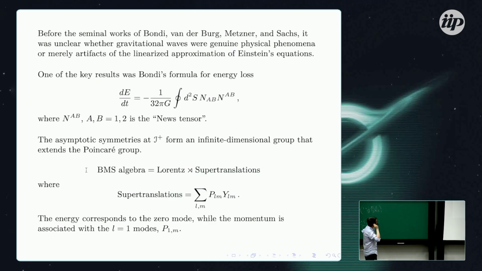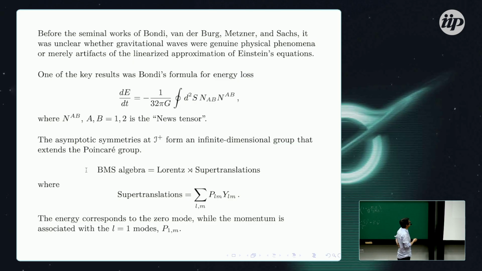Now, why was this analysis so important? Because before this work, it was really unclear whether gravitational waves were real or not. At some point, even Einstein, who found the first linearized solution to general relativity described by the wave equation, wrote an article saying that possibly they were part of, let's say, an illusion of linearizing the equations.